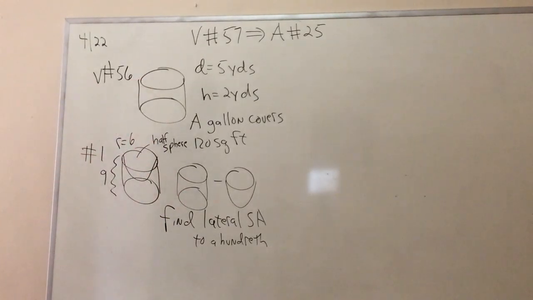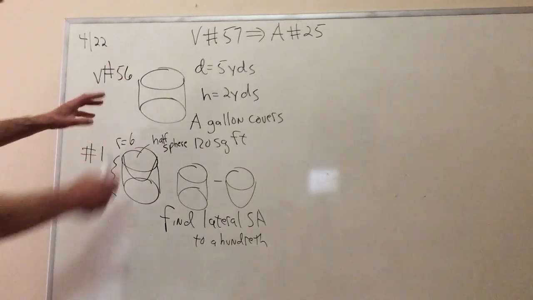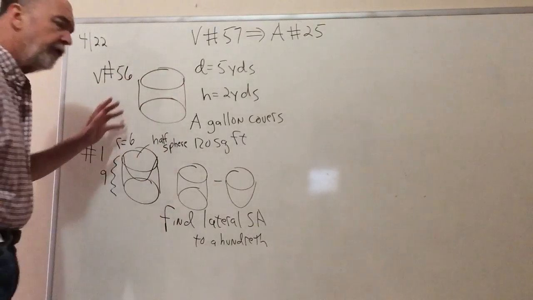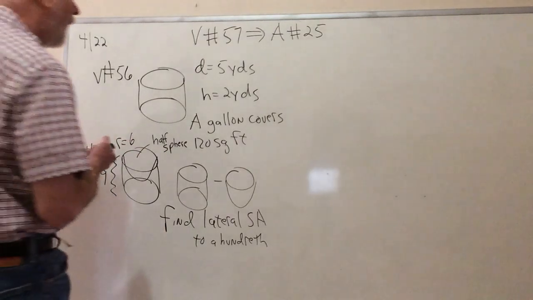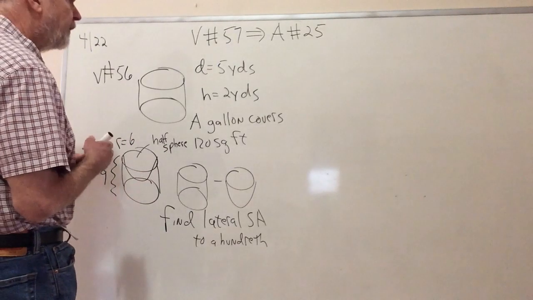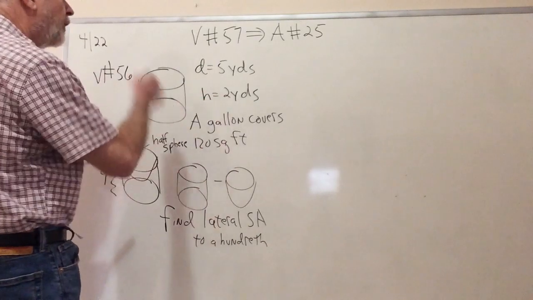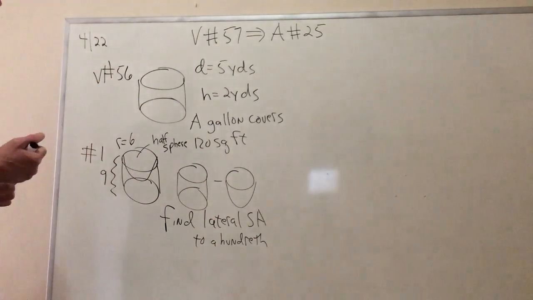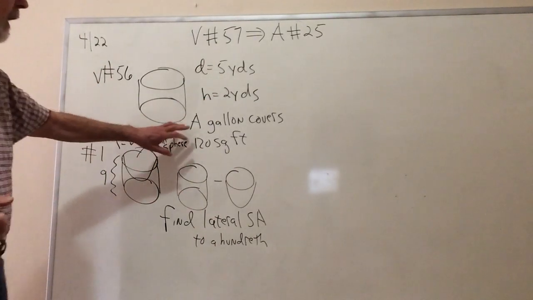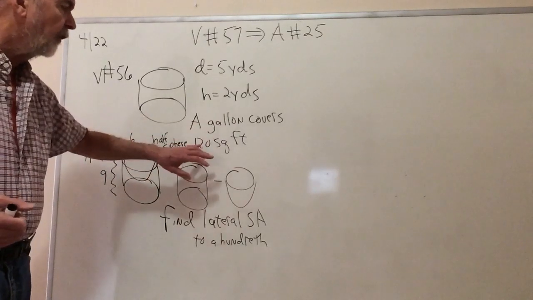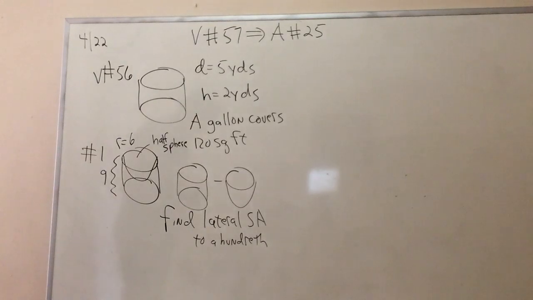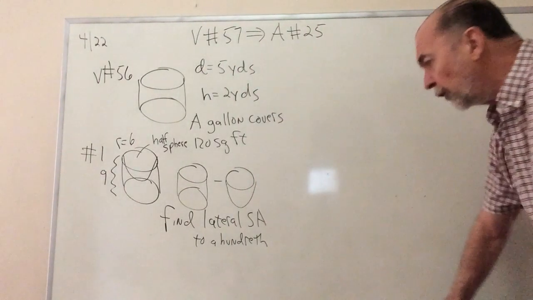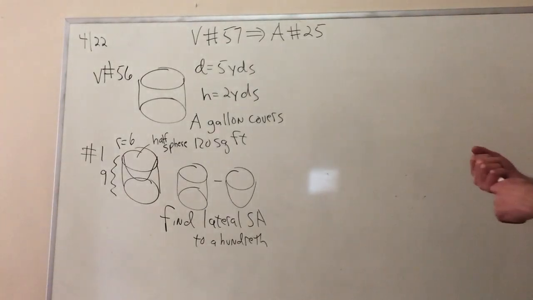So the problem here was that you're trying to paint the side of the swimming pool. You should understand by now that that means the lateral area. The height is 2 yards and the diameter is 5 yards. So you have to figure out if a gallon covers 120 square feet, how many gallons should you buy? And it's worth having a calculator do this problem.